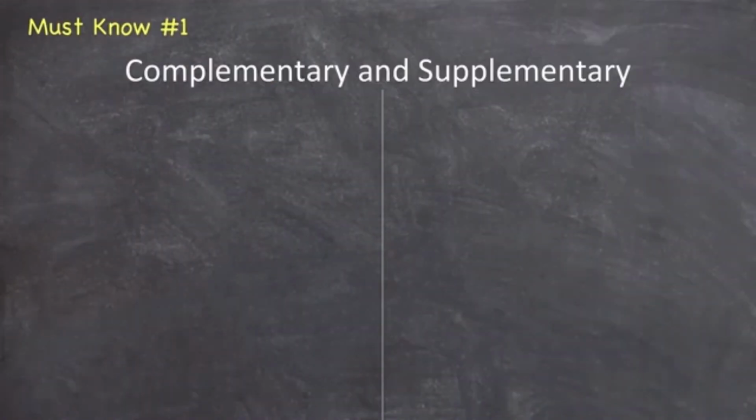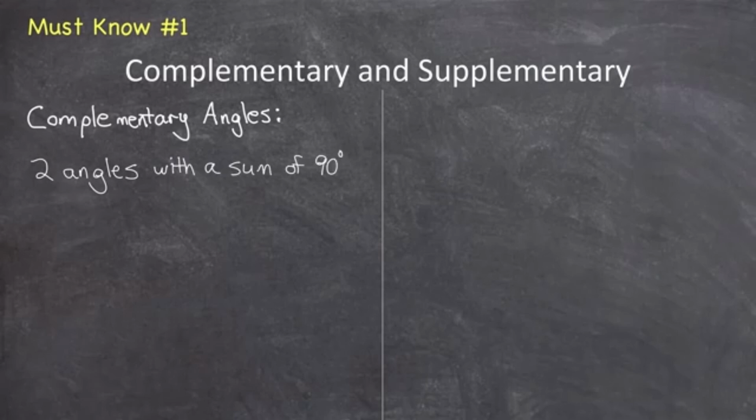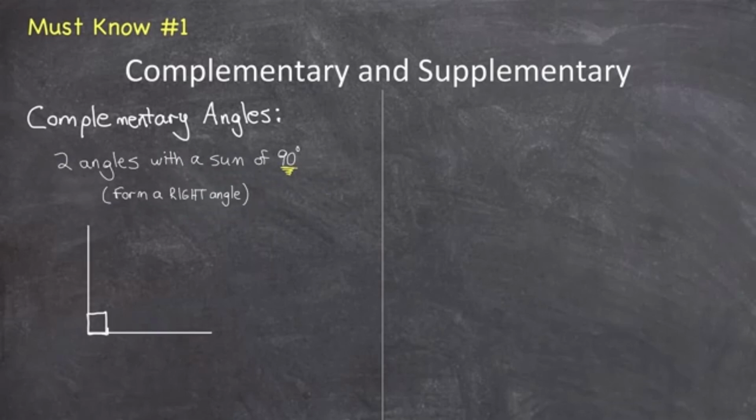Must know number 1. Complementary and supplementary angles. Let's start with complementary angles. Complementary angles are two angles with a sum of 90 degrees. And if you were to put two complementary angles together, they would form a right angle. If I were to draw two line segments that form a right angle, and then break that angle up into two different angles, let's call them angle A and angle B, because these two angles combined together form a right angle, I know the sum of those two angles is 90 degrees, which means those two angles are complementary.